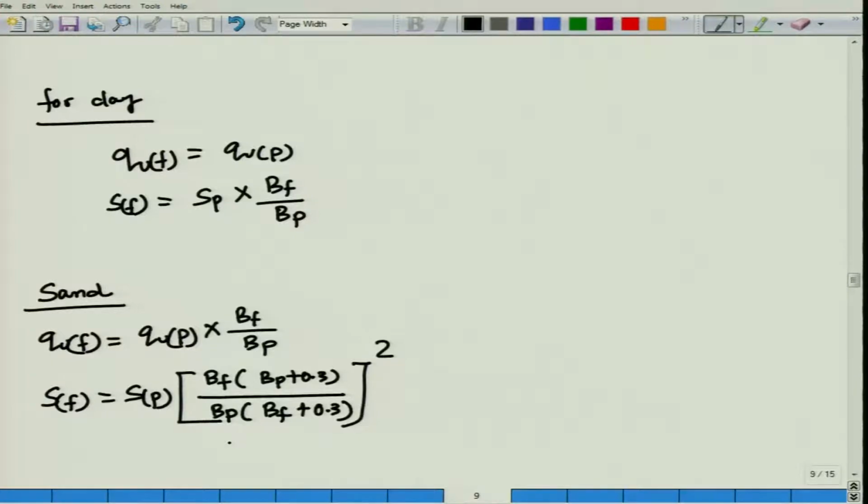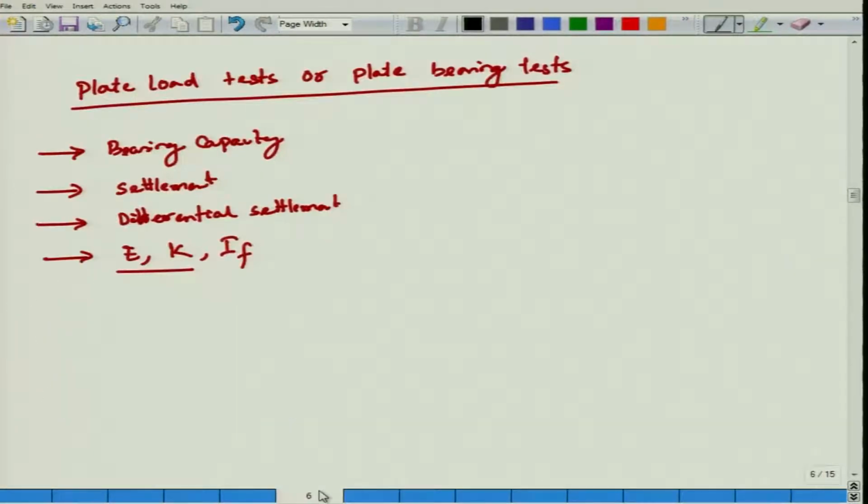Once you get a plate load test, from there you can get the settlement of footing and the bearing capacity of footing, both for clay as well as sand. This is number one parameter. As I said earlier, you are supposed to get the bearing capacity of the foundation or footing, and now we are getting the settlement of the foundation or footing as well.